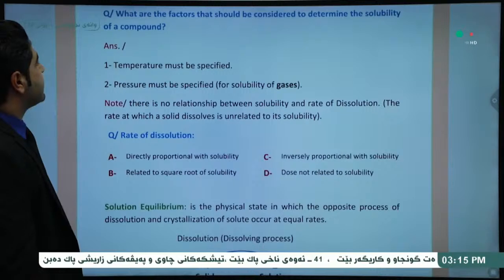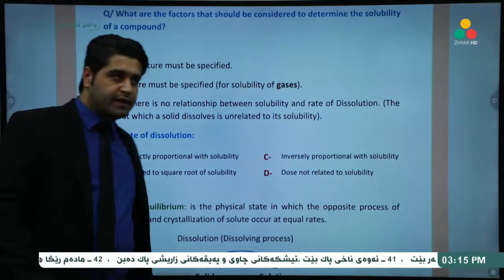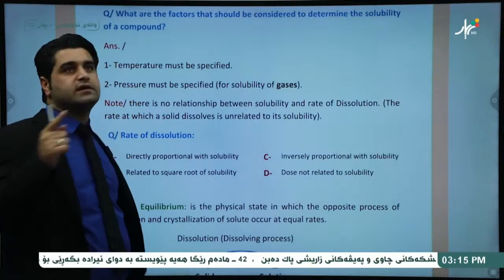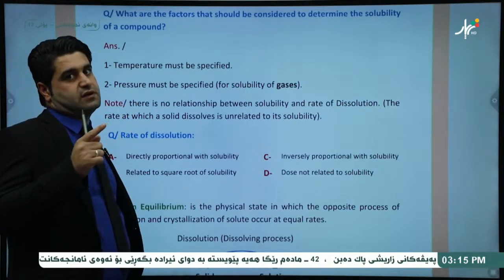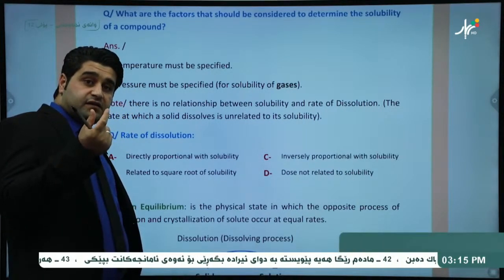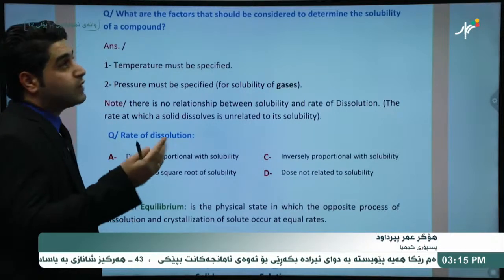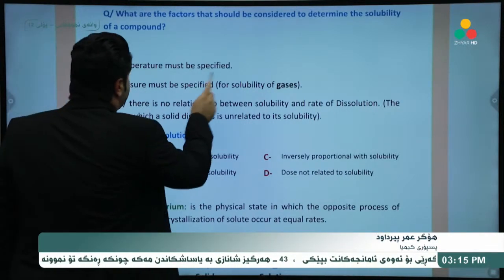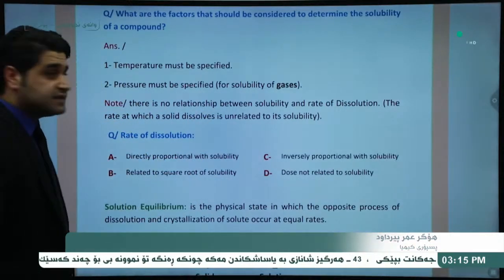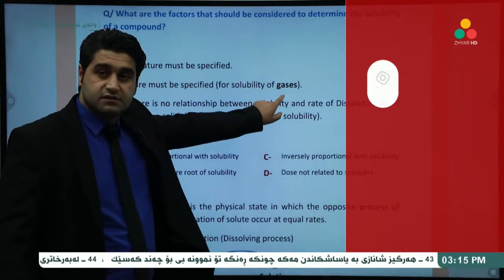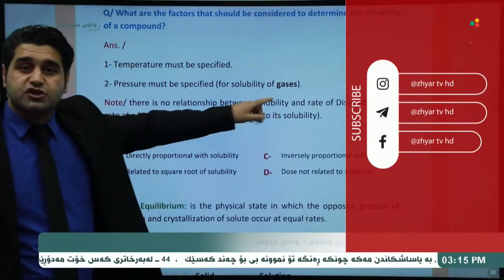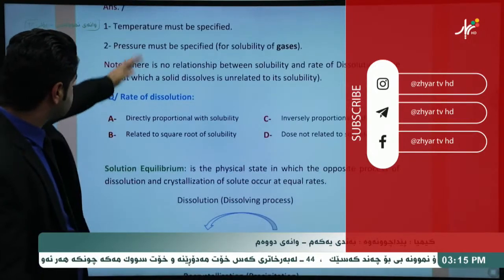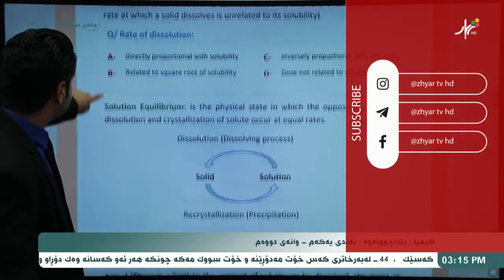Now, what factors should be considered when we talk about solubility? A substance has a solubility of 1 gram in 100 grams of water. But we should consider some factors with that: at what temperature, at what pressure? So temperature must be specified and pressure must be specified. But in the case of gas solutes, if we dissolve in gas, we should consider the pressure. Okay? And I will leave that for yourself.